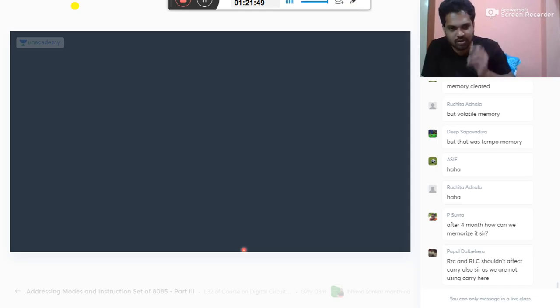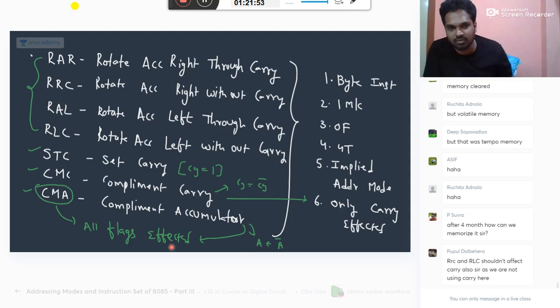Accumulator complemented. Okay, it will just be complemented. Flags will not be affected. Why? You should ask the manufacturer.